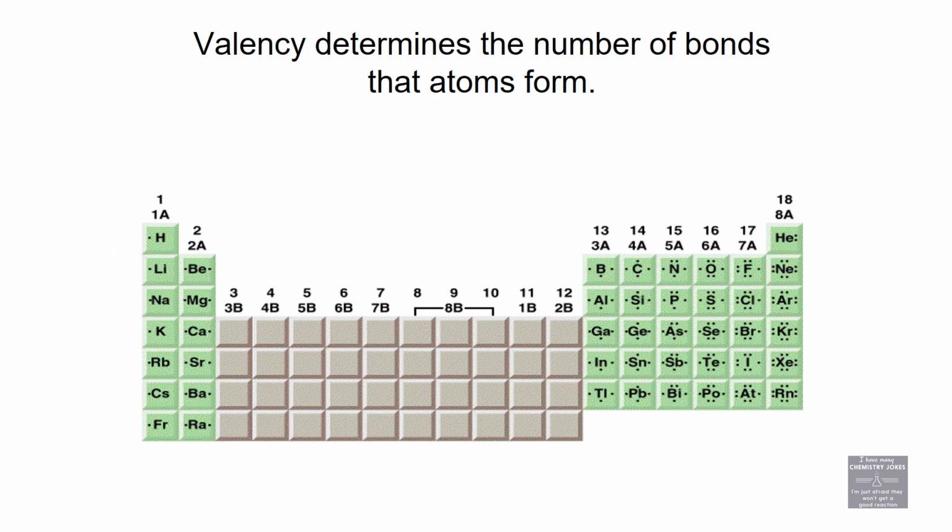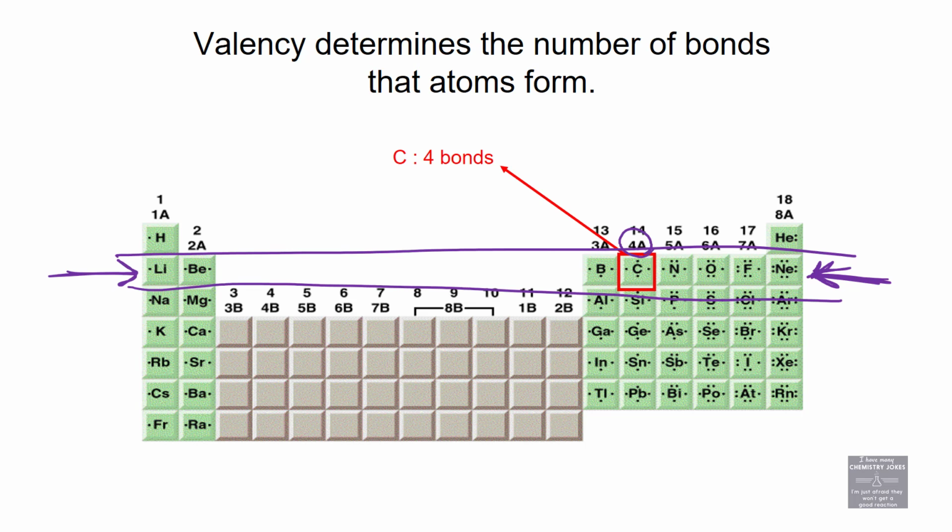Okay. Remember, valency determines the number of bonds that the atom forms. Carbon is in group 4, and because it's in group 4, that means it has 4 valence electrons, and everybody in period 2 wants to have 8 electrons and be like neon. We're really talking about the non-metals over here, but I just highlighted all of period 2. Non-metals want to be like neon. That means carbon needs 4 electrons to have 8 in its valence shell. It means it likes to make 4 bonds.